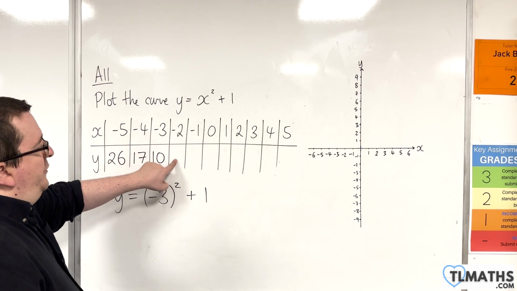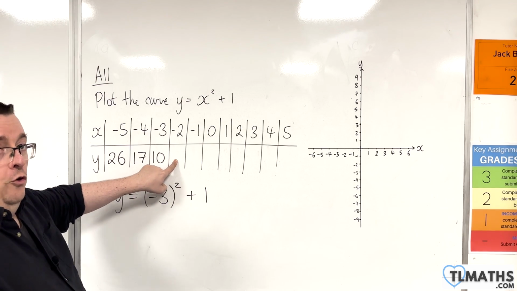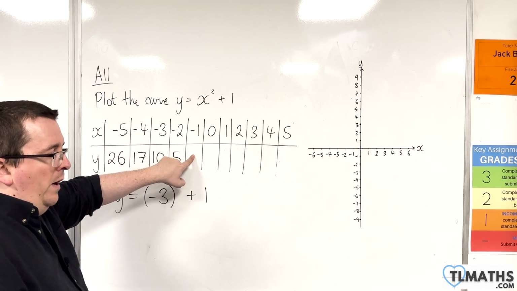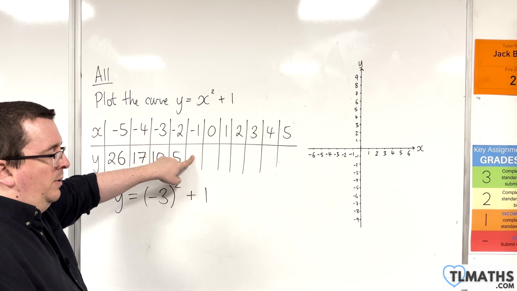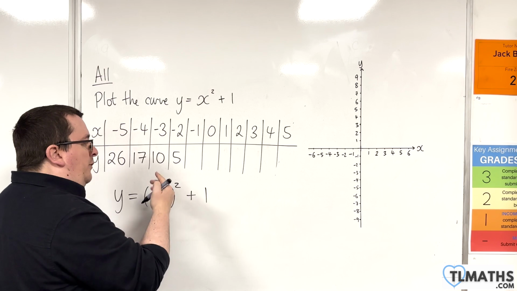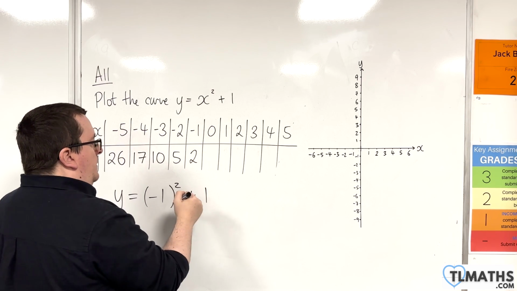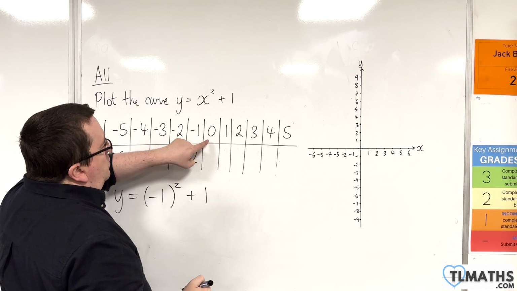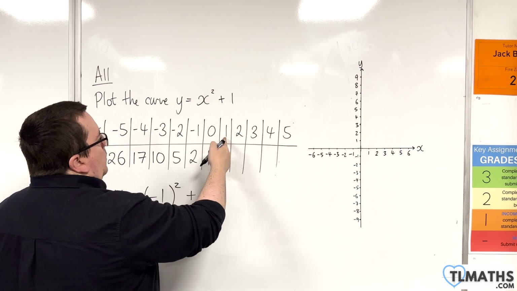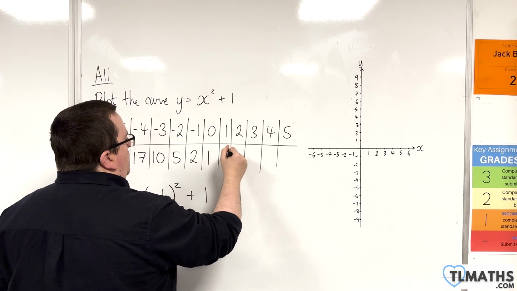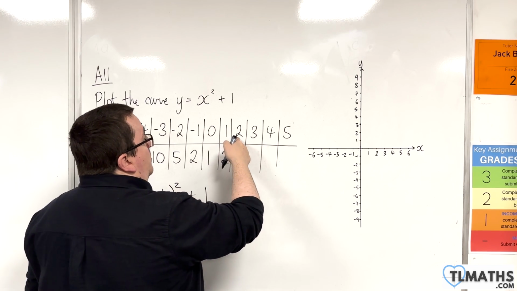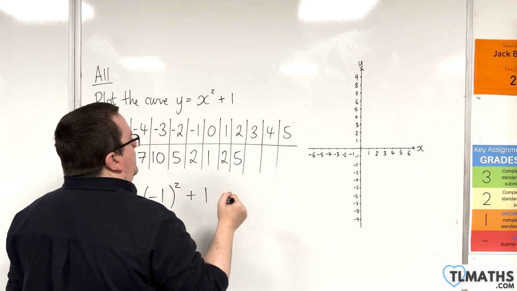Then we'll have -2 squared plus 1, which is 4 plus 1, which is 5. Then -1 times -1 plus 1. So -1 squared is 1, plus 1 is 2. When x is 0, we'll have 0 squared plus 1, which is 1. When x is 1, we'll have 1 squared plus 1, which is 2. When x is 2, we're going to have 2 squared plus 1, which is 5.